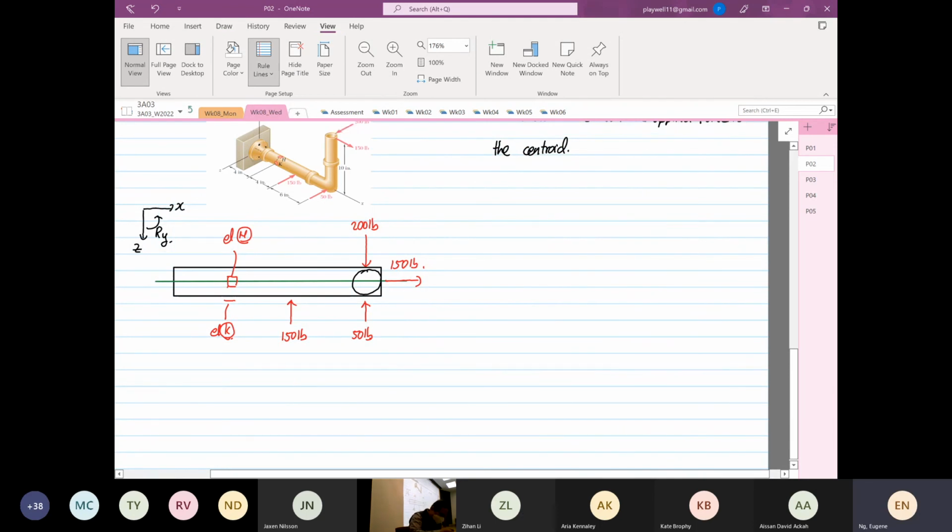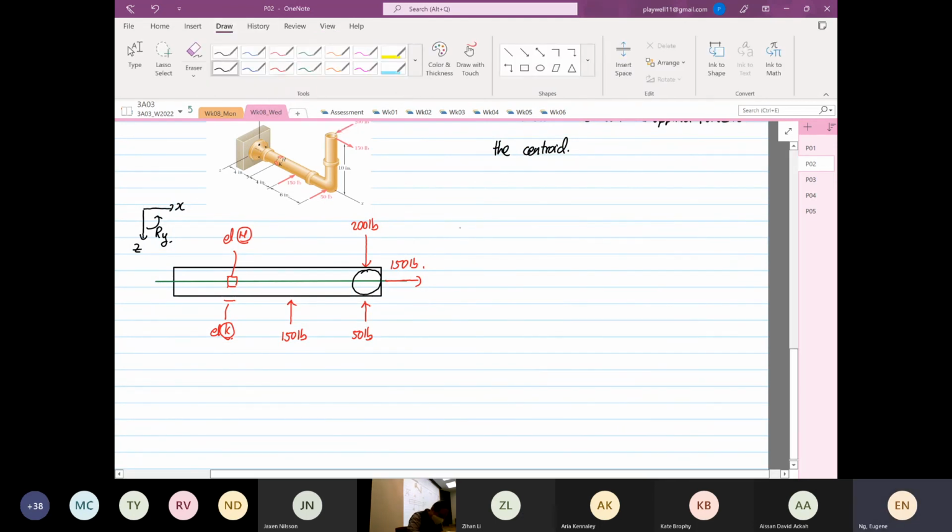I'm going to call anything that is positive coming downwards. So I'm going to do forces in the Z direction. So this will be equal to 150 plus 50 minus 200. So we are lucky, this is equal to 0. So our shear force in the Z direction is equal to 0. There's no shear force.